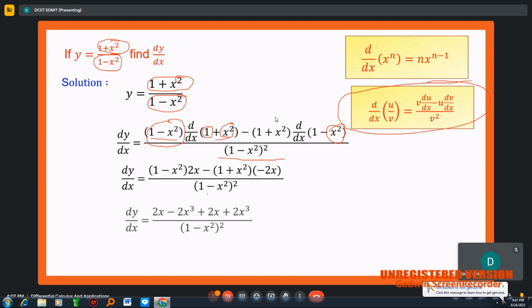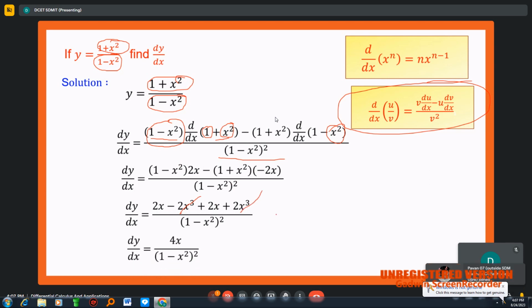Now, simplify. 2x into 1 is 2x, minus 2x into x square is minus 2x cube. Minus 1 into minus 2x is plus 2x, and minus into minus gives plus 2x cube. Minus 2x cube plus 2x cube cancels. What we are getting is the answer 4x divided by 1 minus x square whole to the power of 2. Okay, is this clear? Did all of you follow the u by v rule? Is it clear?